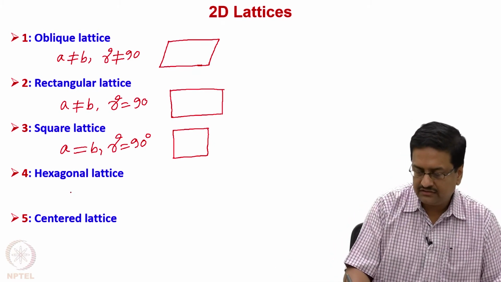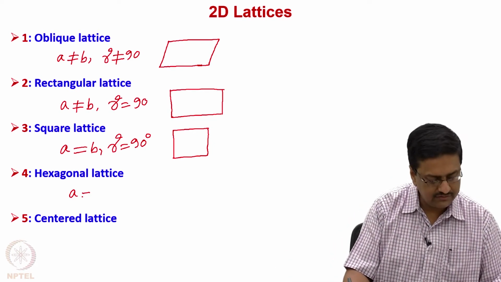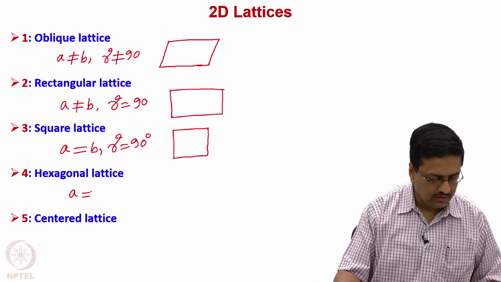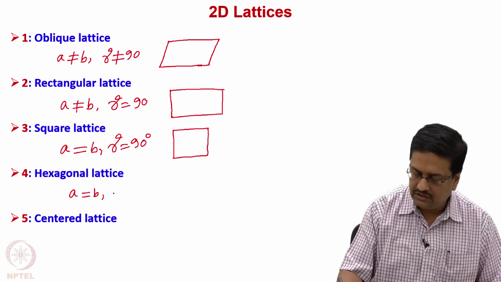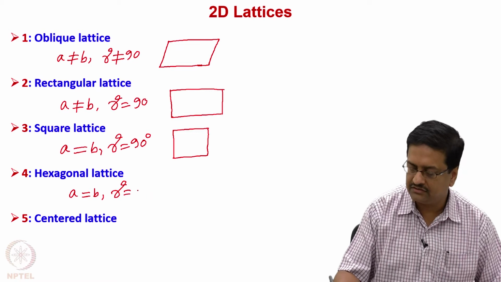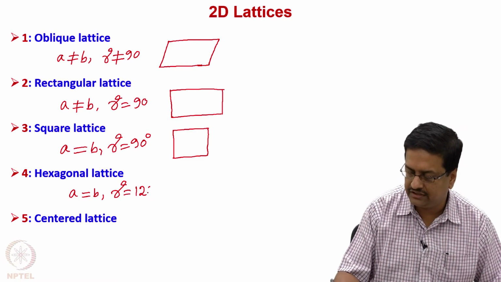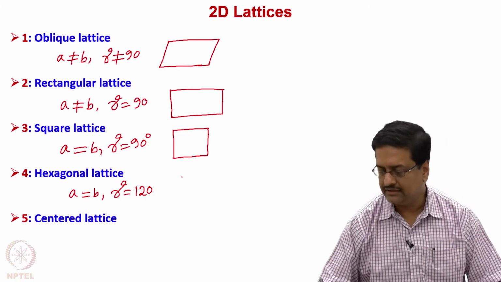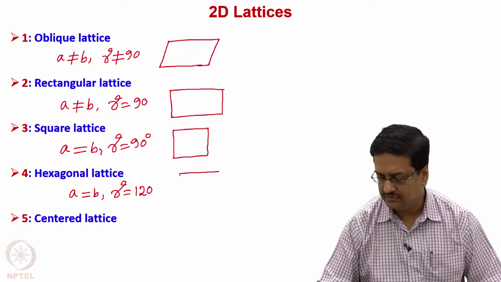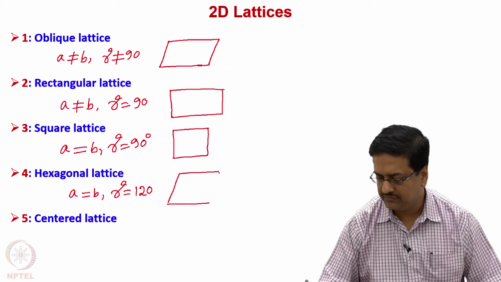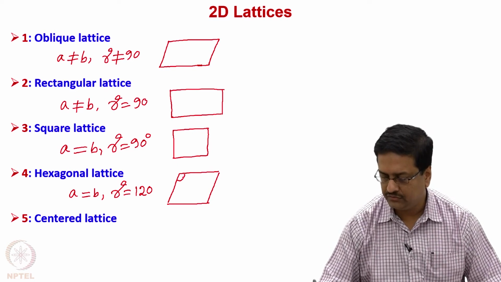The next one is hexagonal lattice where a equal to b and gamma is not 90 but it is 120 degree. So in that case the lattice would look like this, where the two edge lengths are same and the angle between the two is 120 degree.